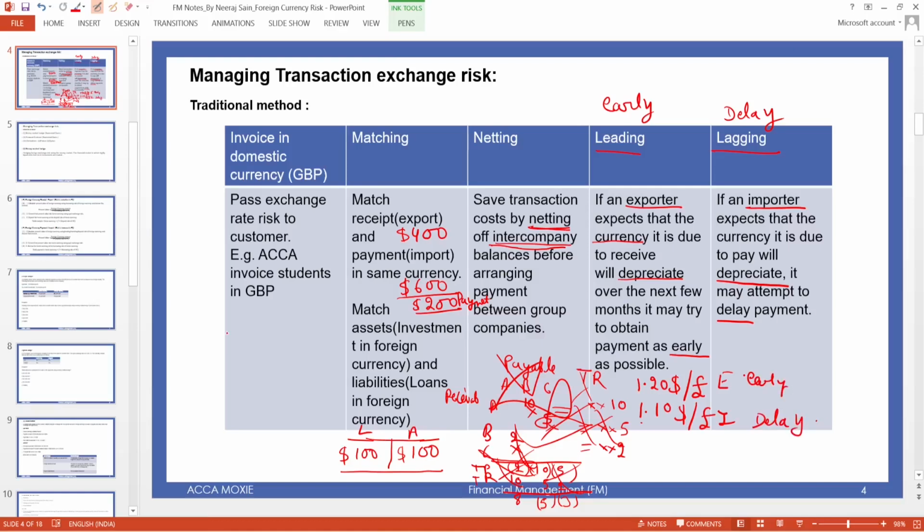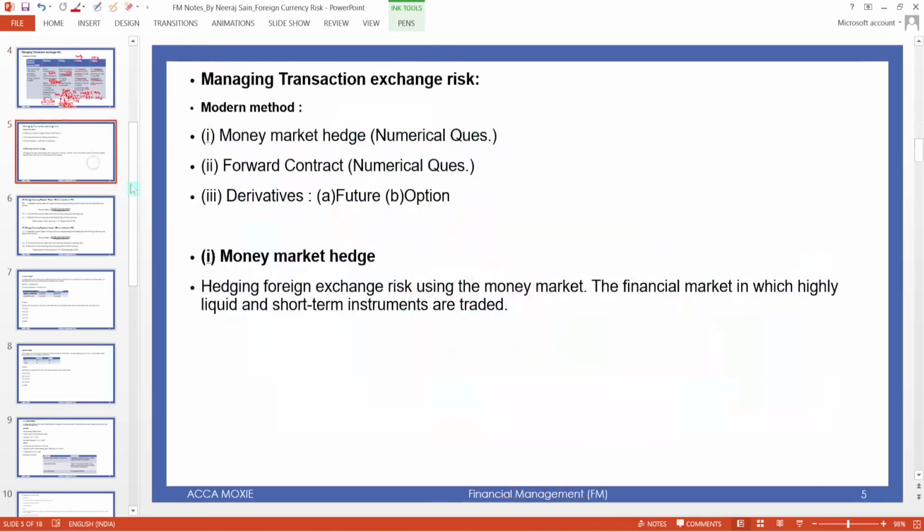Okay, next one is how can we manage these transaction risks. There are three methods right now. These are called modern methods. So first one is the money market hedge, second is forward contract, and third is derivatives. In derivatives we have futures and options, but at this stage we don't have any numerical questions. Only first and second is tested, money market and forward contract in FM.